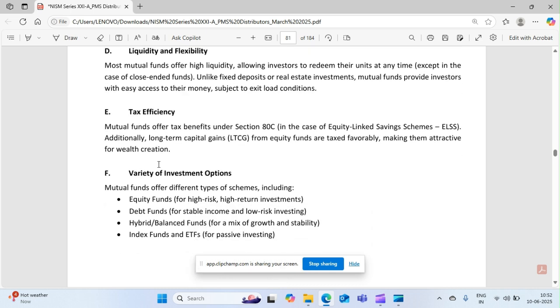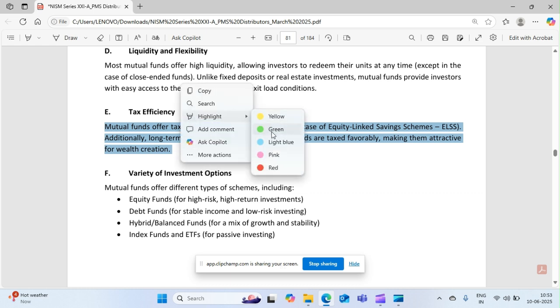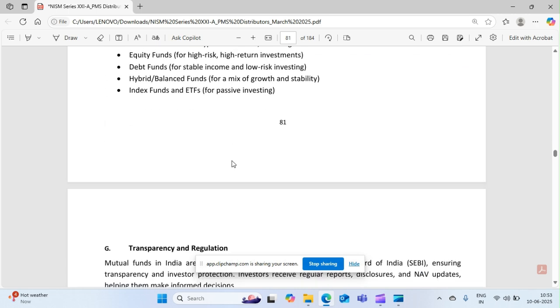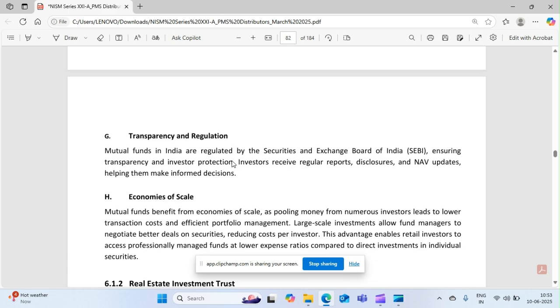Okay, so tax efficient means there are options such as ELSS, right? Equity linked savings scheme, right? So mutual funds offer tax benefit schemes also. This is an important point to note from the exam's perspective. And they have a variety of options: equity fund, debt fund, and all that, right? So this variety of options is also very relevant for the investors.